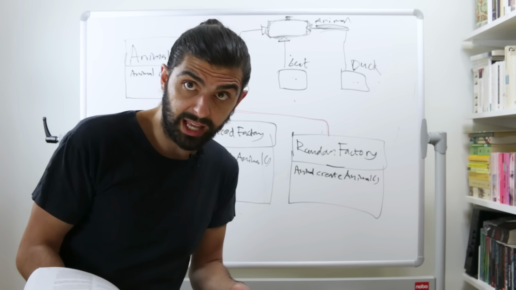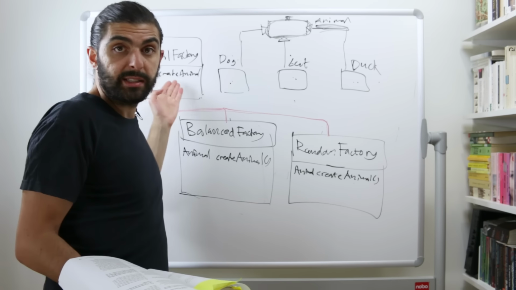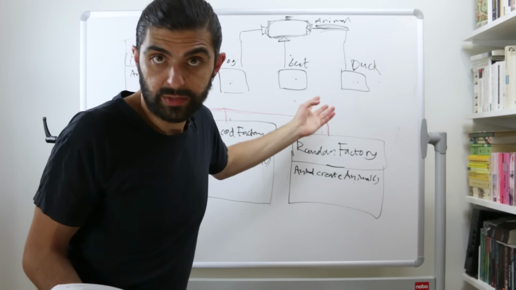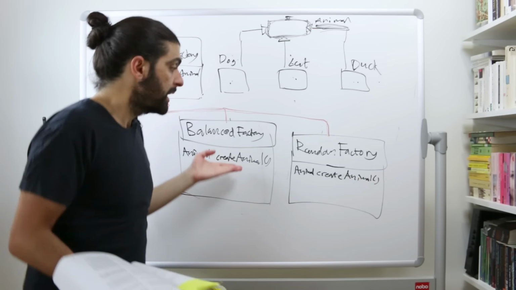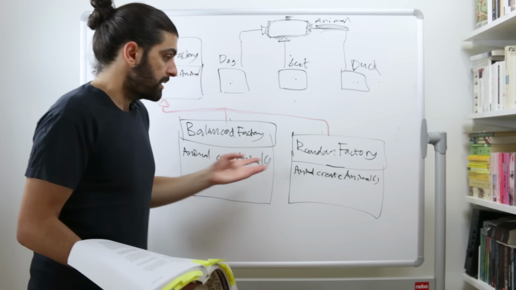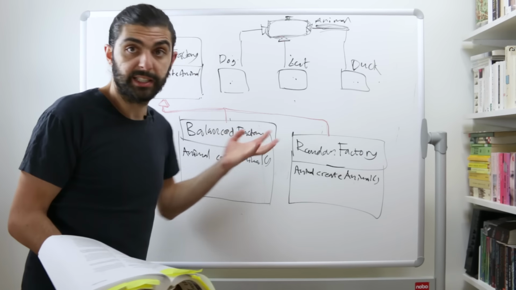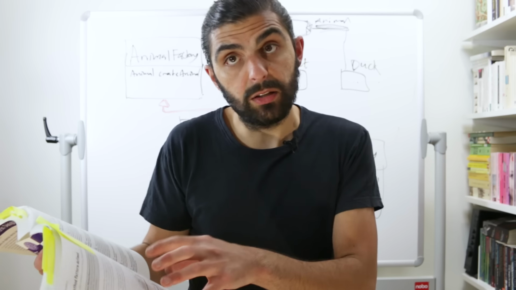But since they're saying subclasses, they probably mean that the animal factory does not have to make the decision about which of the animal classes to instantiate and what to pass to it when instantiating, but rather these subclasses, the random factory or the balanced factory, decide which object to construct and how. And that's it.